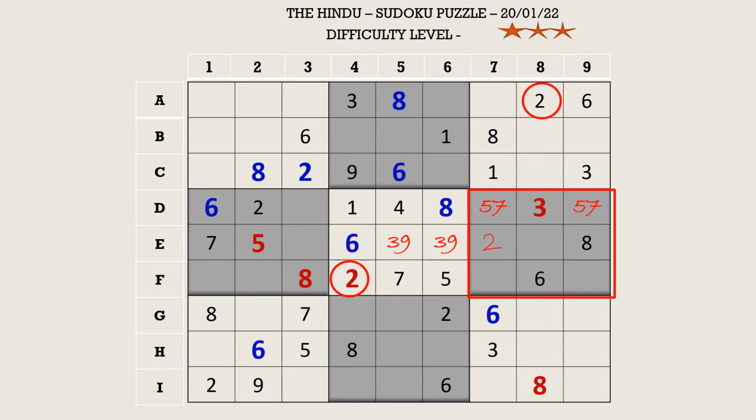Now the missing numbers in this block are 1, 4 and 9. In E row there is a 9 blocking this cell, so E8 takes 1, 4. There is a 1 from column 7 blocking this cell, so F7 takes 4, 9, and F9 takes 1, 4, 9. So it is a 1, 4, 9 triplet. That is, these 3 cells can take only 1, 4 or 9.